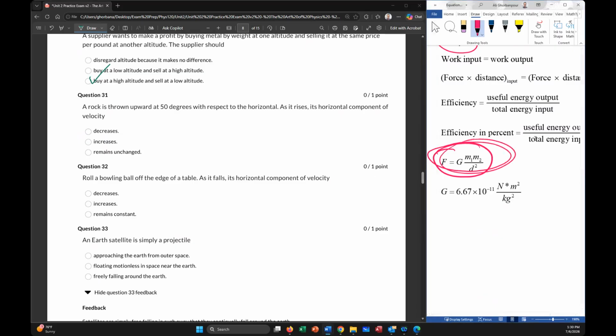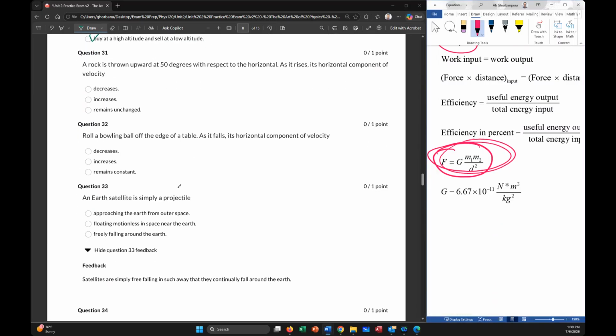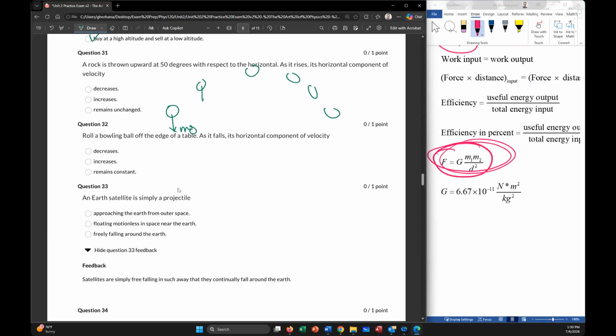Okay, so a rock is thrown upward at 50 degrees with respect to the horizontal. As it rises, its horizontal. So we are talking about the projectile. Projectile is a two-dimensional motion. So again, when the ball is in the air, let's say this ball reaches the top, then comes back to the ground. Only when there is no air resistance, the only force which is exerted is the force of gravity.